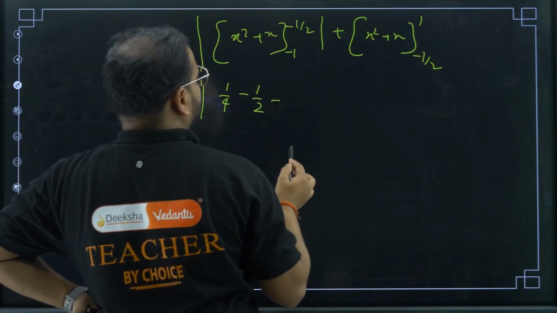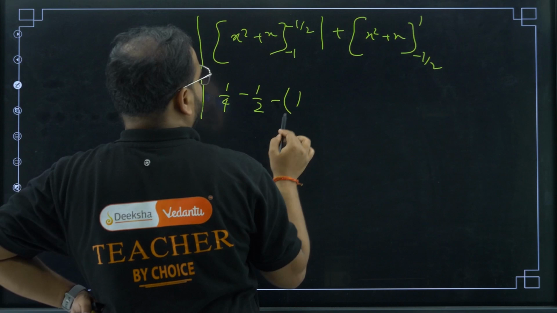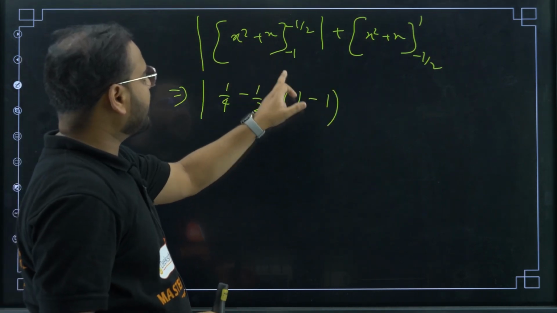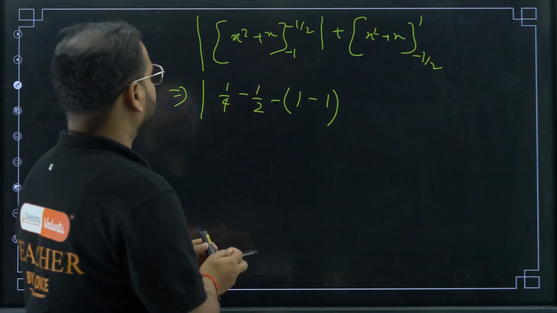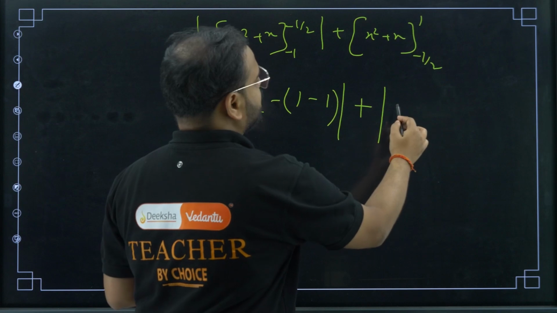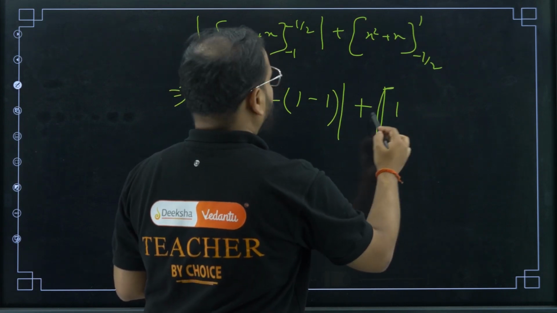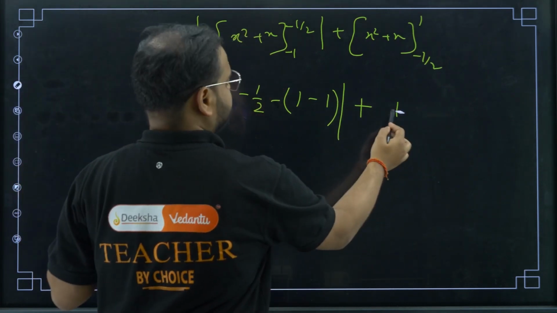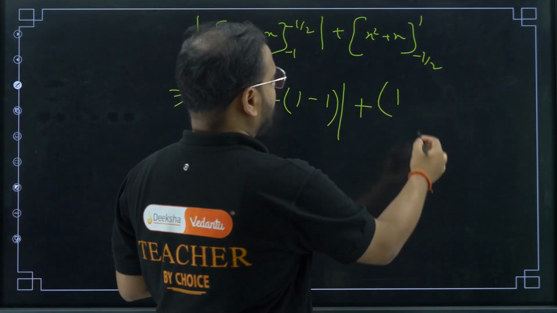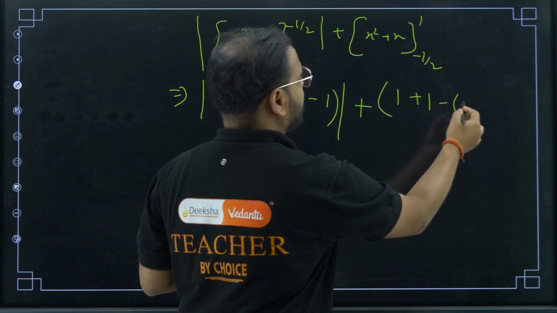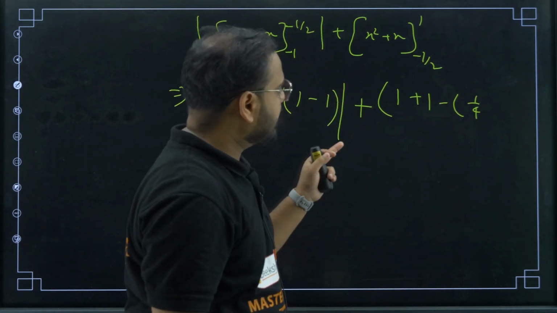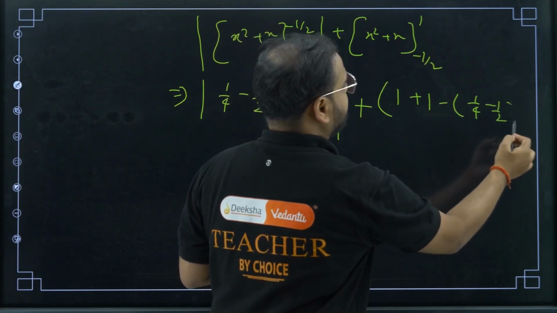Minus sign will be there, and I'll get simply 1 and minus 1. Minus 1 square is simply 1, and x is minus 1, so simply minus 1, mod is there. Plus, how much is that? Please check upper limit, so 1 square plus 1, minus, if I put for the lower limit, minus 1 by 2 square will be 1 by 4, and then I would get minus 1 by 2 simply.